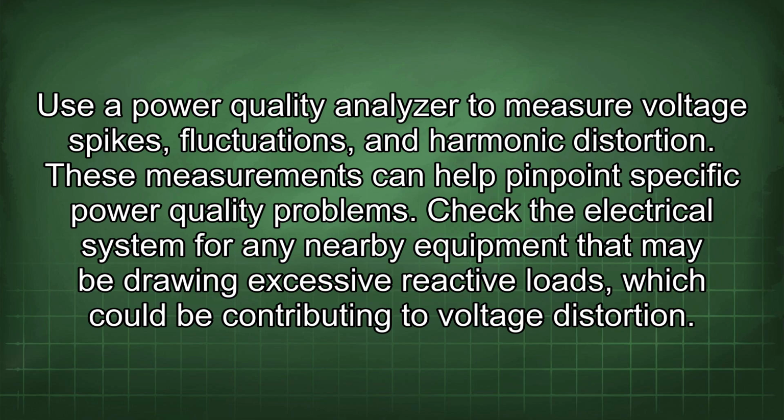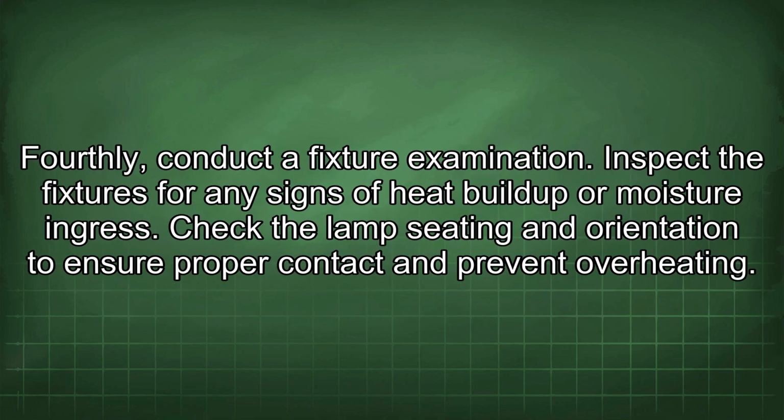Use a power quality analyzer to measure voltage spikes, fluctuations, and harmonic distortion. These measurements can help pinpoint specific power quality problems. Check the electrical system for any nearby equipment that may be drawing excessive reactive loads, which could be contributing to voltage distortion. Fourthly, conduct a fixture examination. Inspect the fixtures for any signs of heat buildup or moisture ingress. Check the lamp seating and orientation to ensure proper contact and prevent overheating.